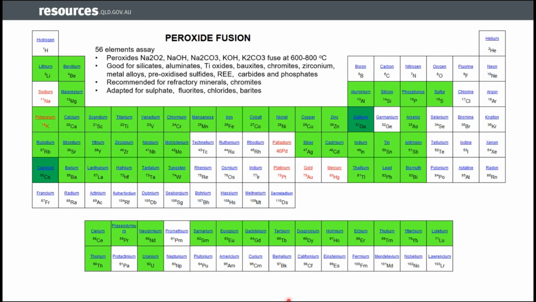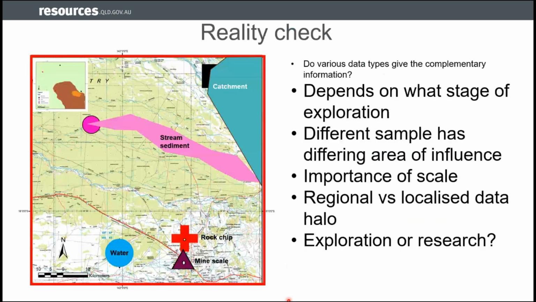So these are the four summaries of the different analytical methods. But I think, by far, the best are probably the four acids and the peroxide fusions. But if you want to do gold and precious metals, you still need the aqua regia.